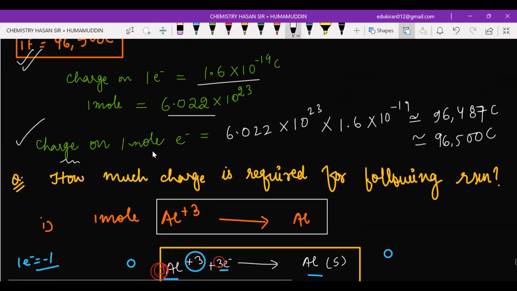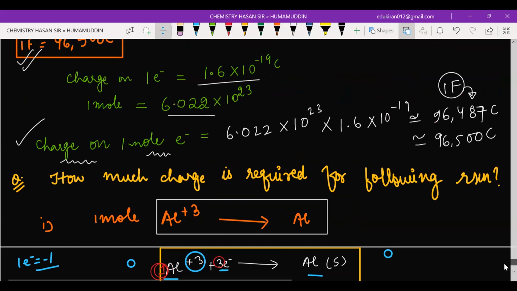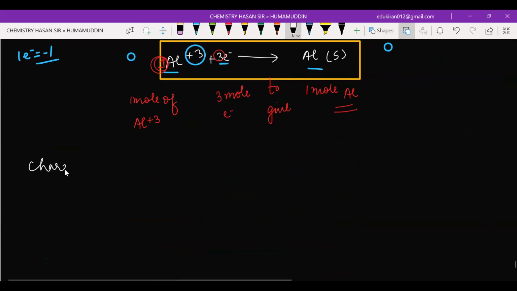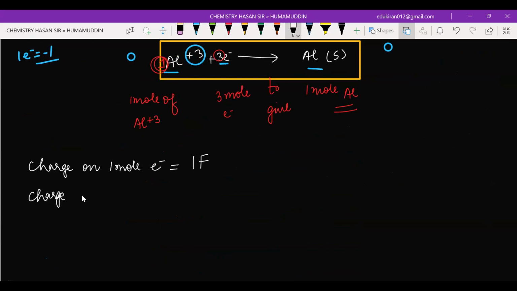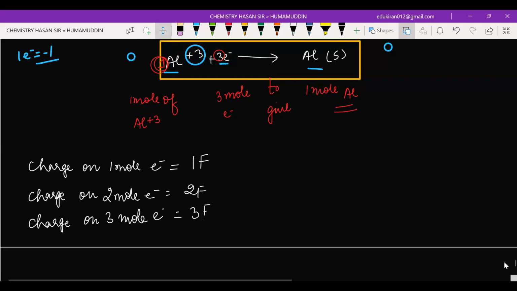Now, as you have seen in the previous question, the charge on 1 mole of electrons is equal to 1 Faraday. So can I write that the charge on 1 mole of electrons is equal to 1 Faraday? So the charge on 2 moles of electrons will be equal to 2 Faraday. F, you know, is 96,500. And accordingly, we can write the charge on 3 moles of electrons is equal to 3 Faraday. Yes or no? Yes, sir.